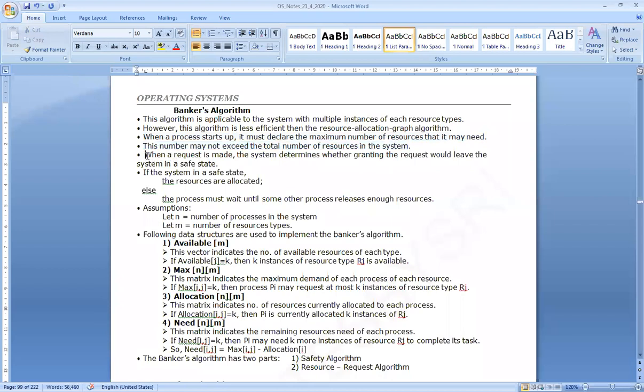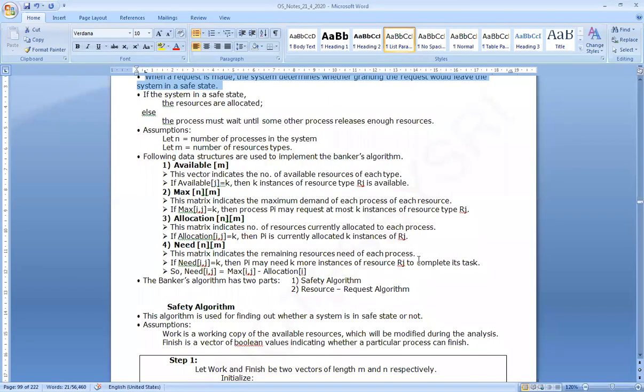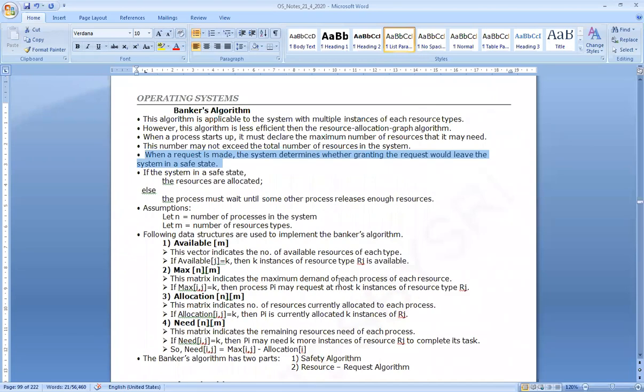The next one is that when a request is made, the system determines whether granting the request would leave the system in a safe state. That is one more point under the Banker's algorithm. The main aim of the Banker's algorithm is to create a safe sequence and execute all the processes without any problem, by allocating all the resources at the proper time. That is the main aim of the Banker's algorithm.